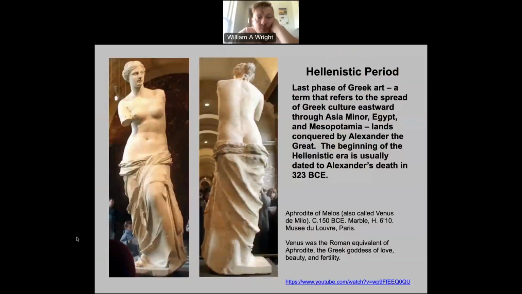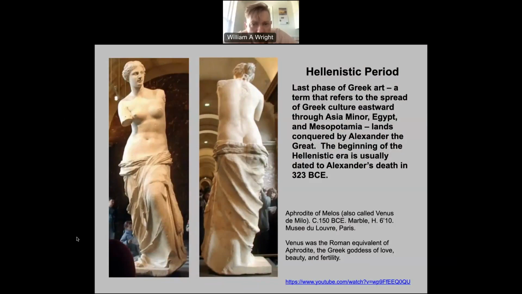In any case, as we move to the Hellenistic period, the last phase of Greek art, Greek culture spreads east through Asia Minor, Egypt, and Mesopotamia, as lands get conquered by Alexander the Great. He reaches all the way into India. Actually, he moves across Afghanistan, although he has a lot of trouble the further east he gets. And by the time he gets to India, the elephants and the big things and sickness and problems that he's having among his commanders lead to his death in 323.